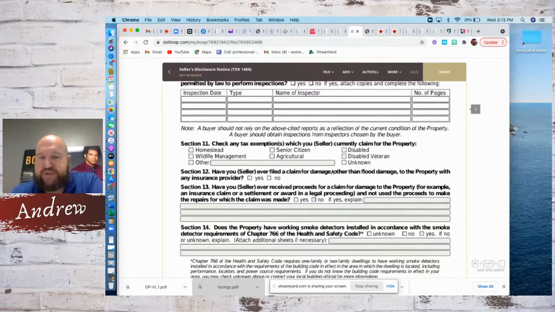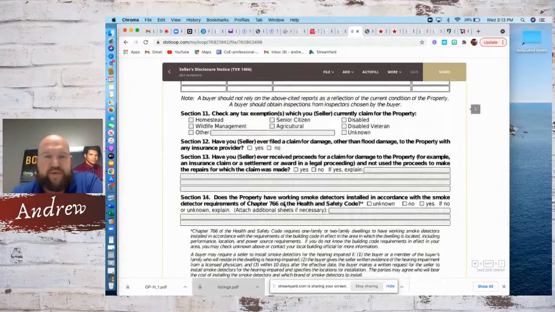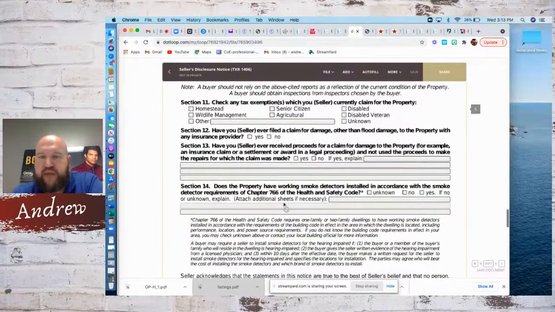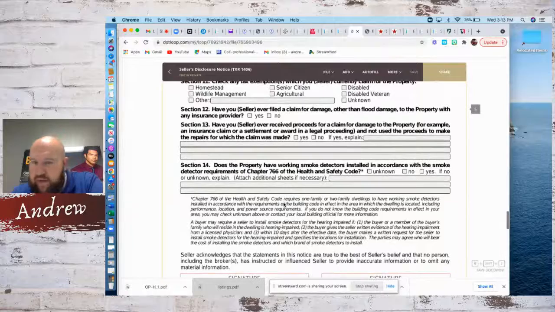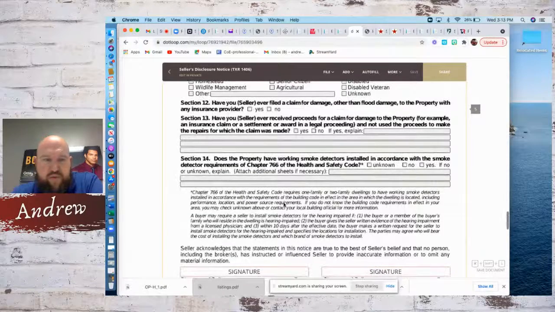What kind of tax exemptions do you currently have on your property? Have you ever filed a claim for flood damage? Have you ever received proceeds for claim of damage for property for any insurance claim? Does the property have working smoke detectors installed in accordance with the smoke alarms?